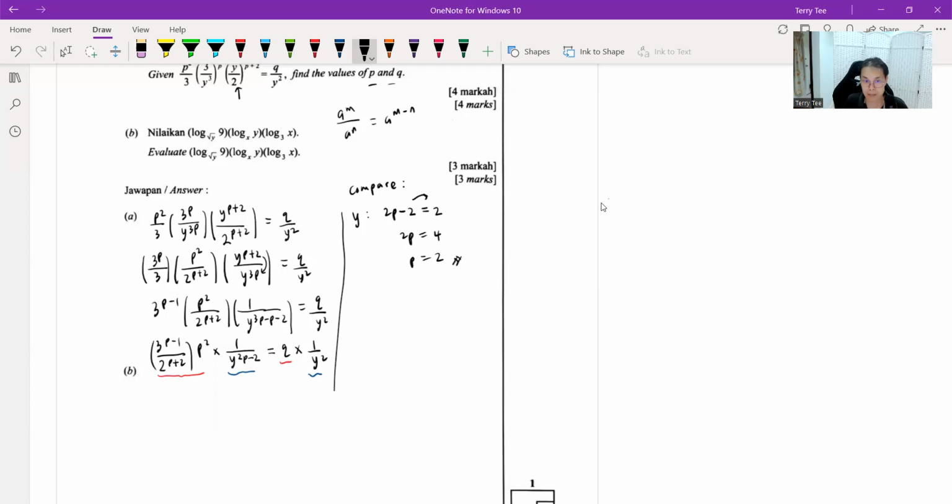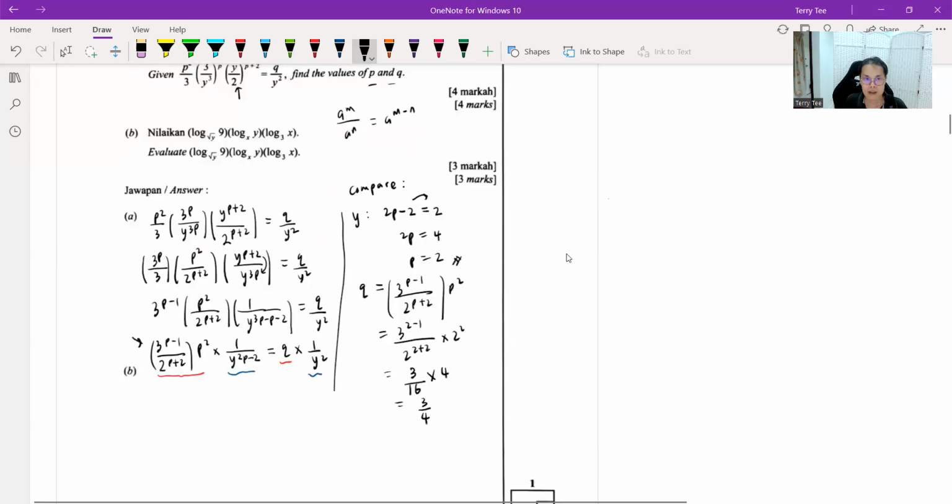Okay, then we compare the number. The number means the one on the right-hand side here, the one I underlined with red color. When you compare the number, on the right-hand side we have Q. On the left-hand side, we have 3 power P minus 1, 2 power P plus 2 with a P squared. Now that I know P is 2, I think we can substitute P with 2 straight away. So this will be 3 power 2 minus 1, 2 power 2 plus 2, and there's a 2 squared. So you get a 3 power 1, which is 3. 2 power 2 plus 2 is 2 power 4. 2 power 4 is 16. As you multiply by 4, the answer is 3 over 4.